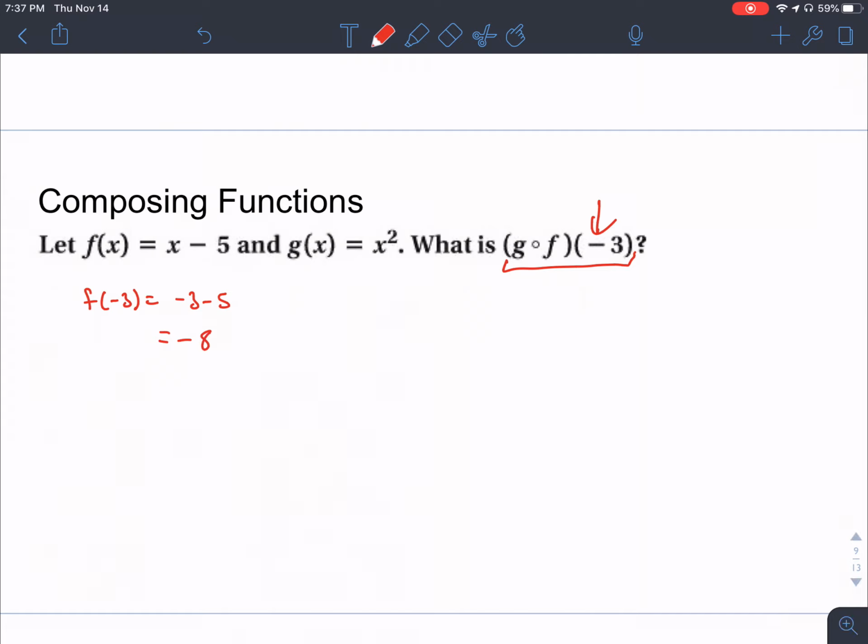Then that answer, negative 8, becomes the input for g of x. So that becomes g of negative 8 is equal to negative 8 squared. And negative 8 squared happens to be positive 64. That's how this works. So you find f of x, you then use that as the input of g of x, and then you find your final answer.